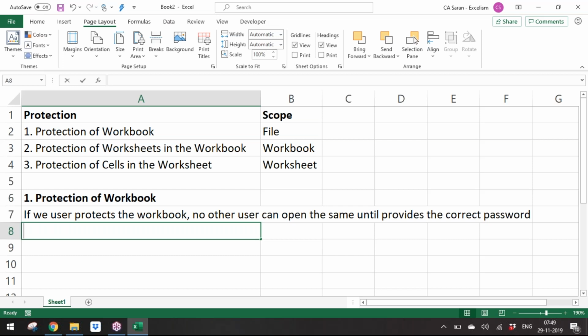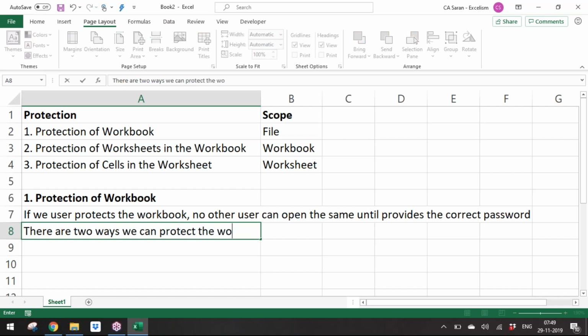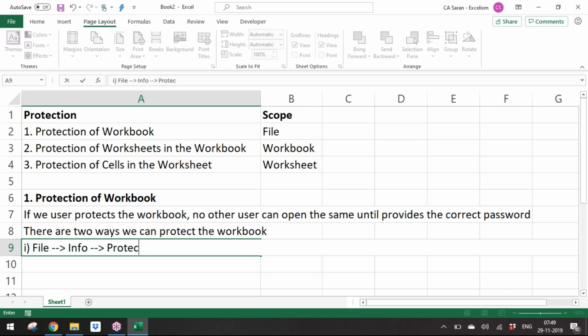So there are two ways we can protect a workbook. What is the first one? You can go to the File tab, in that the Info section, in that Protect Workbook, in that Encrypt with Password, in that confirm the password, and click OK.